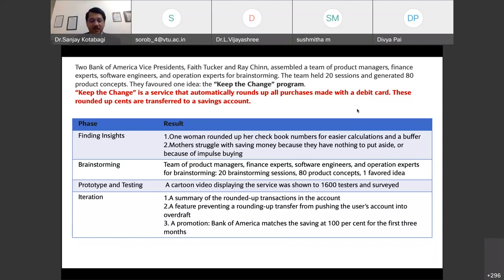See what exactly happened here. It was not easy. When we look at the solution, it looks pretty simple, but to arrive at it, they had a team who worked round the clock capturing the insights of the people connected with the problem. There were a lot of brainstorming sessions, and they designed prototypes and tested them, and then a lot of iterations happened. Finally they went for a final solution. In fact, the team conducted around 20 sessions and generated 80 product concepts, believe it or not, before coming to the idea of the Keep the Change program. So this is the power of design thinking.